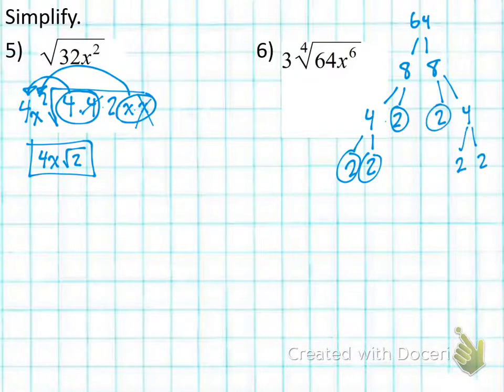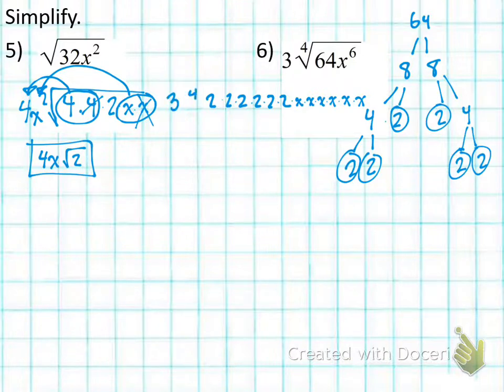Do y'all agree? So 64 is really like saying 2 times 2 times 2 times 2 times 2 times 2, right? Y'all agree with me? And then x to the 6th is just like saying x times x times x times x times x times x. Okay? And then we have a 3 on the outside and the 4th root of all of these numbers, right?